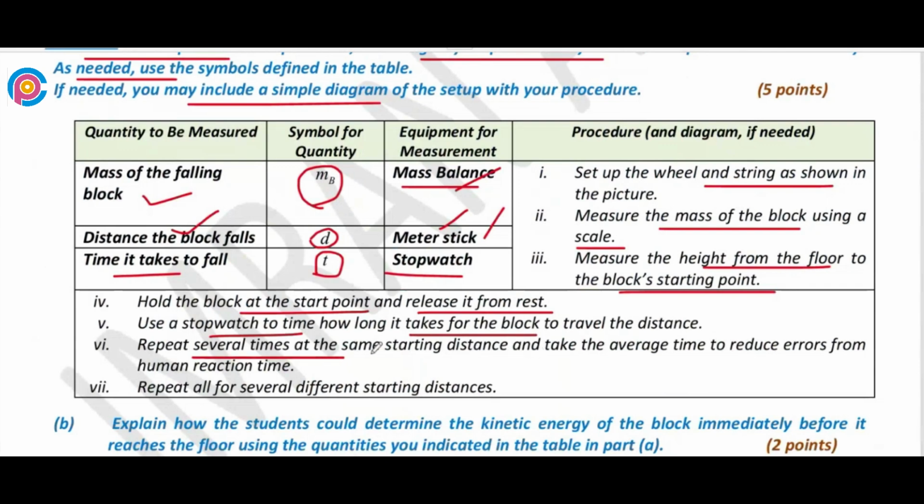Repeat several times at the same starting distance. Take the average time to reduce error from human reaction time. Okay, this is step one. Now repeat for all different starting distances. That means we have to repeat with different starting positions to get different times.